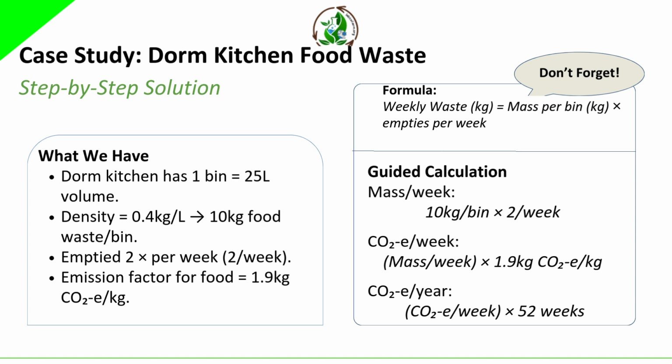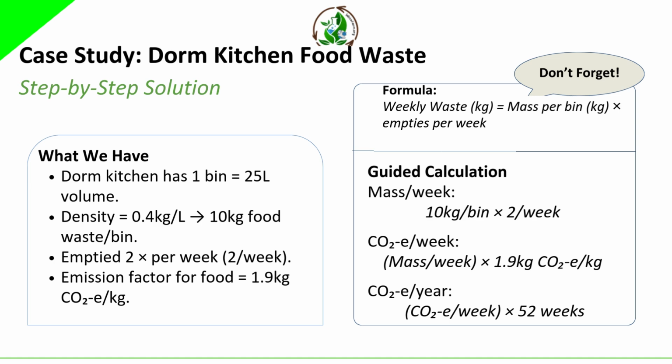If the bin is 25 liters and we use a typical density for mixed food scraps of 0.4 kilograms per liter, that comes out to about 10 kilograms per full bin. Since Juan and Katie empty that bin twice per week, that adds up to roughly 20 kilograms of food waste each week. Using a food waste emission factor of 1.9 kilograms of CO2 equivalent per kilogram of waste, that translates into about 38 kilograms of CO2e every week if their scraps were landfilled. Over the course of a year, multiplying by 52 weeks, this amounts to nearly 1,976 kilograms of CO2e, almost 2 tons. That's the climate footprint of just one small dorm kitchen bin.